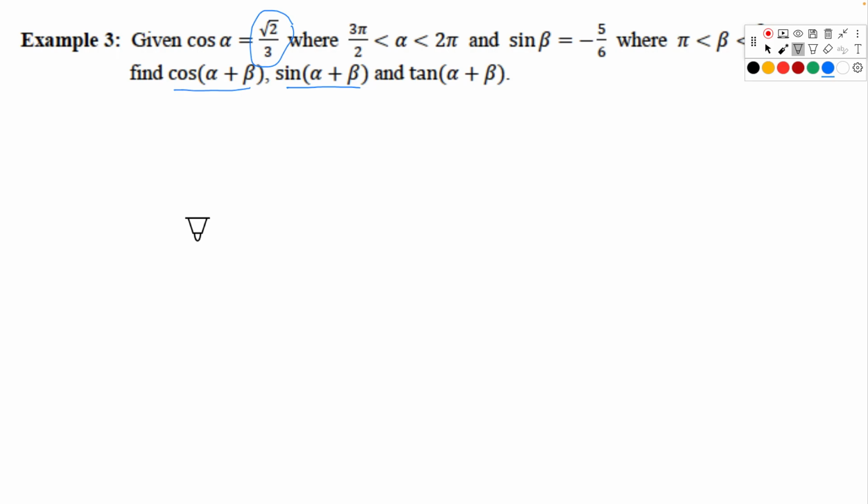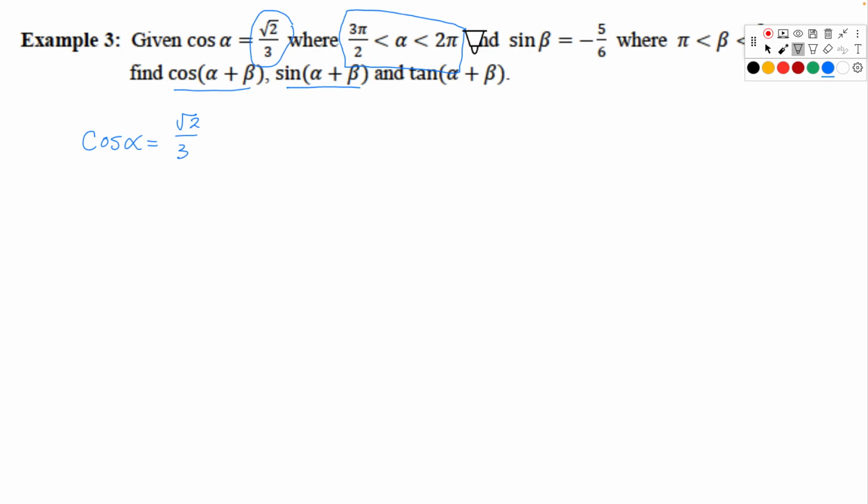So what we'll start off with is, if we know cosine of alpha is equal to square root of 2 over 3, what does this tell us right here? It tells us something about the angle. It tells us which quadrant the angle's in. Which quadrant is the angle in with that information? Fourth, good. So we know we're in the fourth quadrant with this angle.